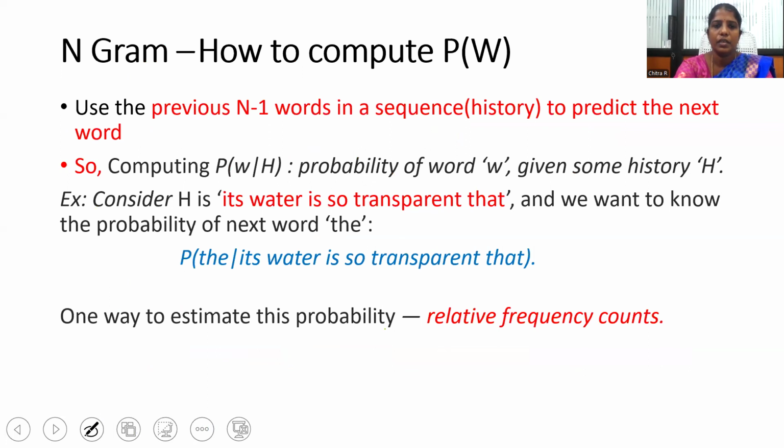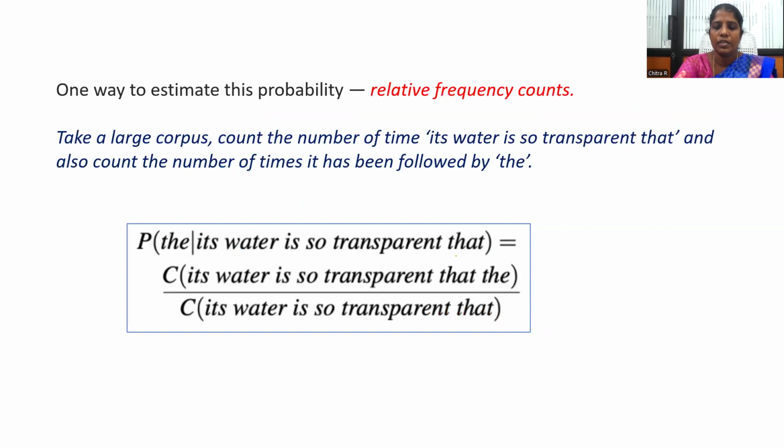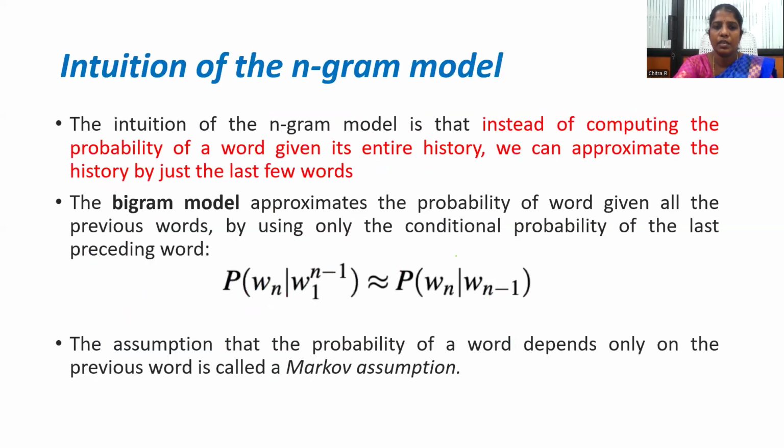Consider this one: its water is so transparent that... What will be the next word? Generally, that means that, "that". There is the next possible word. "A" is also possible, but generally we use "there" only. So here we should predict the probability of "there" occurring in the particular sentence. We will see this with an example.